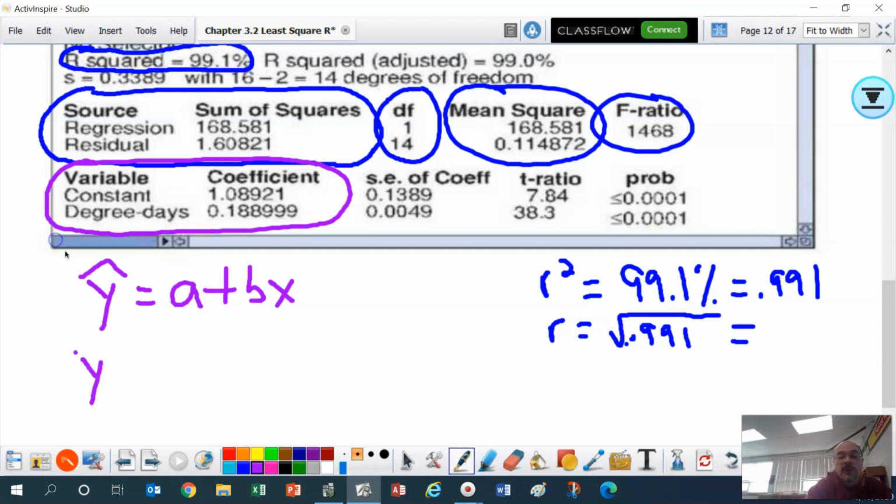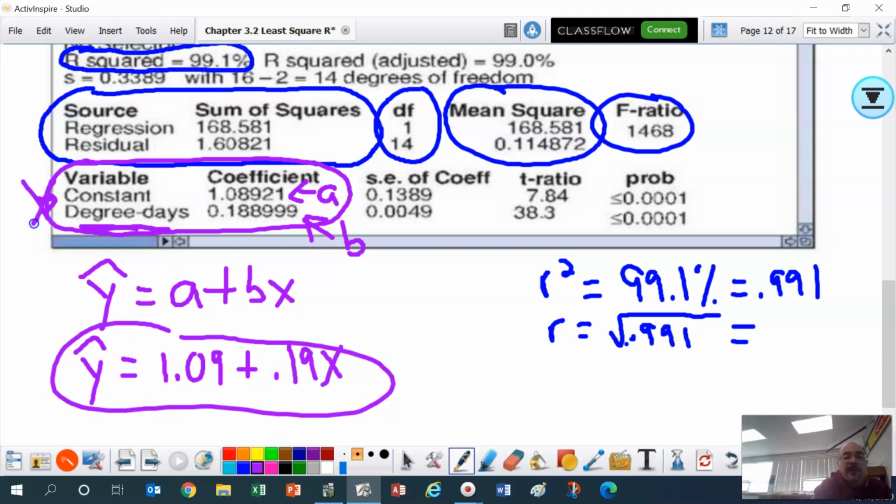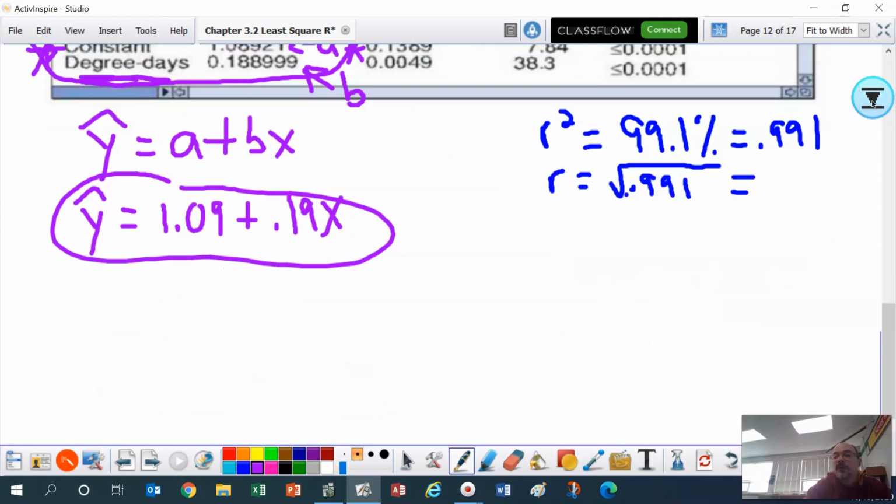So here we go, ladies and gentlemen. This constant, that is your A. That is your y-intercept, everyone. I'm going to round that to 1.09 plus this right here, ladies and gentlemen, that second one, that is your B. That is your slope. That is your rate of change. I'm going to round that to 0.19x. So this information right here in the table, variable, constant, degree, coefficient, that tells us our equation.